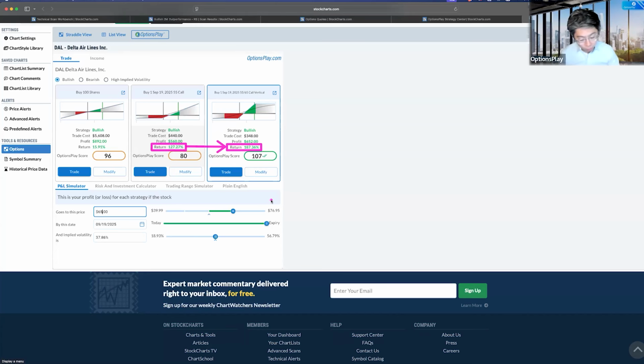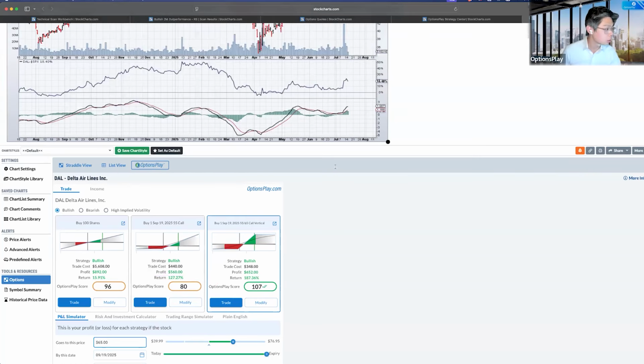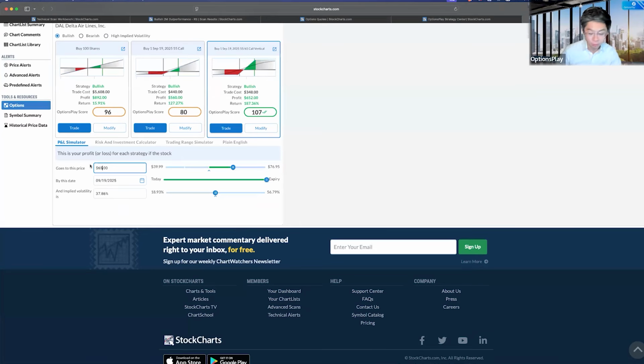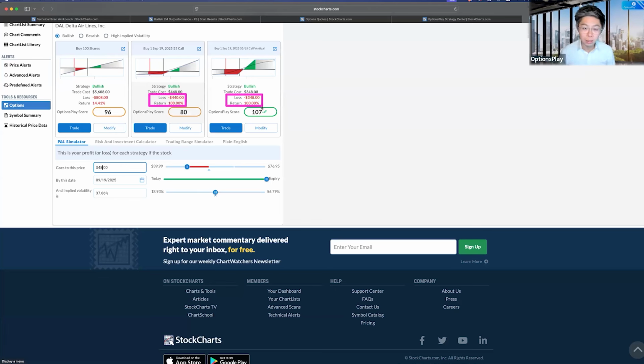On the flip side, what if I'm wrong? What if I take a bullish position and Delta gets right back into the trading range? What happens if it trades back down to, let's say, $48? Well, here I'm risking $440. Here I'm only risking $348. So do I want the strategy that risks more to potentially make less, or do I want the one that risks less to make more? I think it's very clear to everyone.